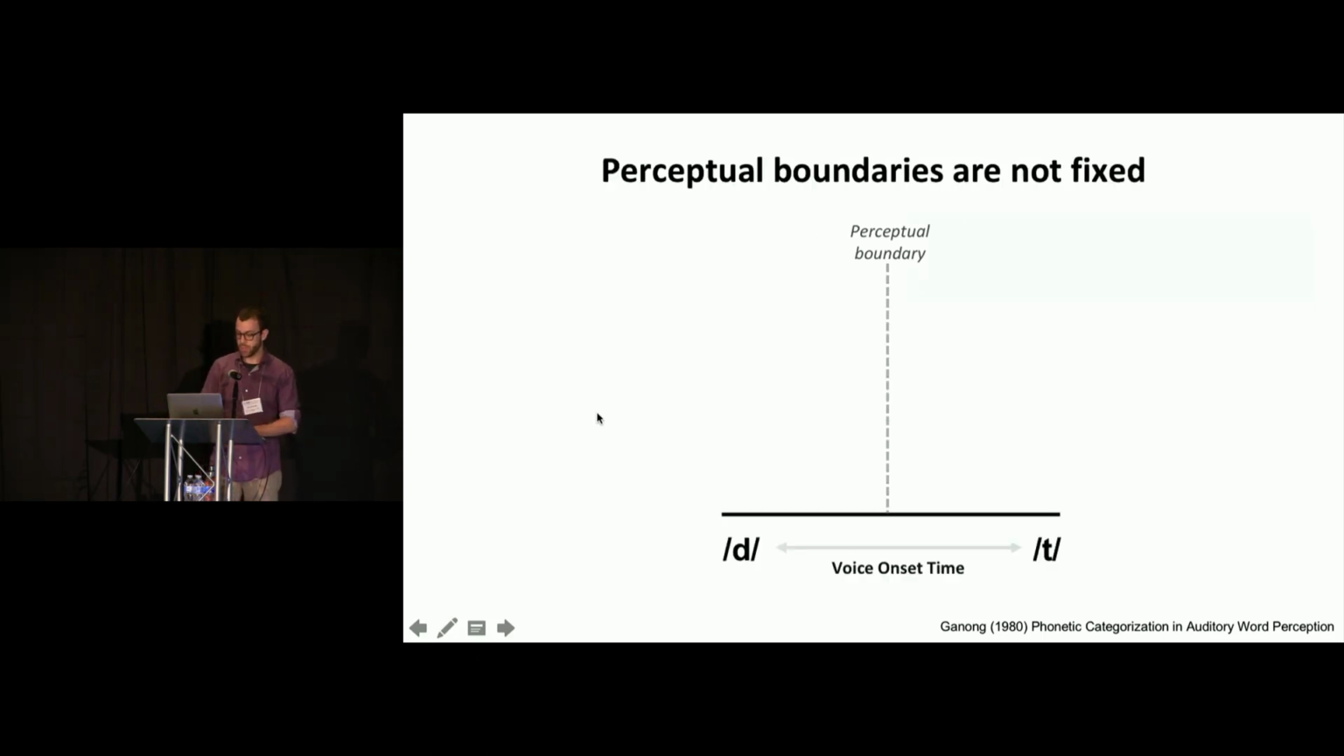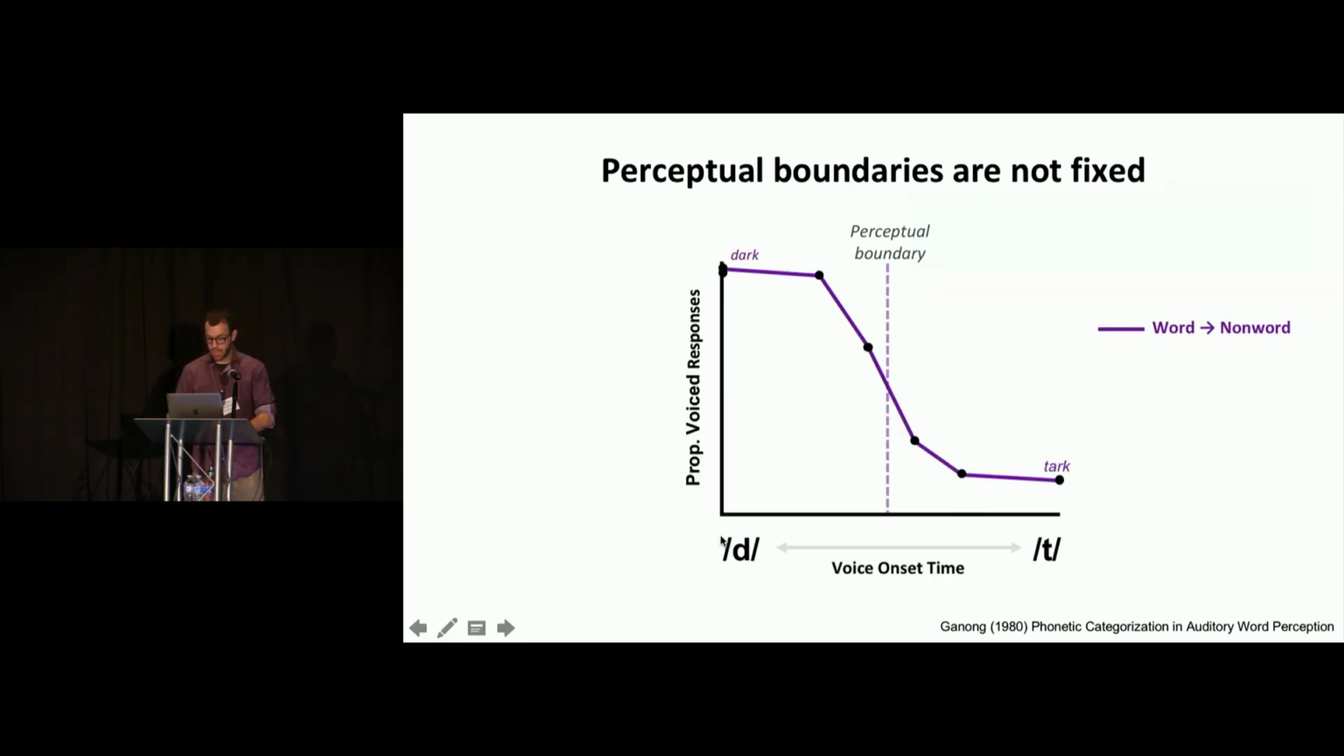But perceptual boundaries are not always frozen. So for example, contextual information can bias these perceptual boundaries. So if you imagine this continuum from duh to tuh and another feature of speech, voice onset time, and you embed this continuum within, say, a word or a non-word, so for example, dark to tark, you'll get some perceptual boundary between when you stop perceiving dark and start perceiving tark.